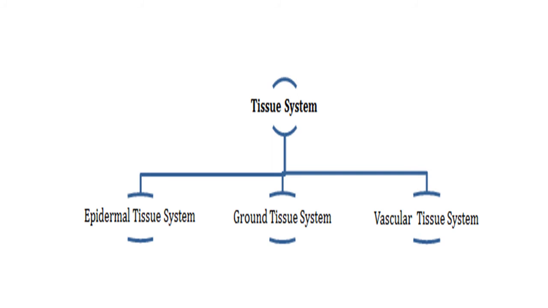The epidermal tissue system is located at the outermost side of the plant body. The vascular tissue system is responsible for vascular elements, that means conduction of water, minerals and food in plants, and in between the epidermal and vascular tissue, the ground tissue system is located in the plant body. So this way three types of tissue systems, epidermal, ground tissue and vascular tissue, are organized in the body of the plant and their locations are different.